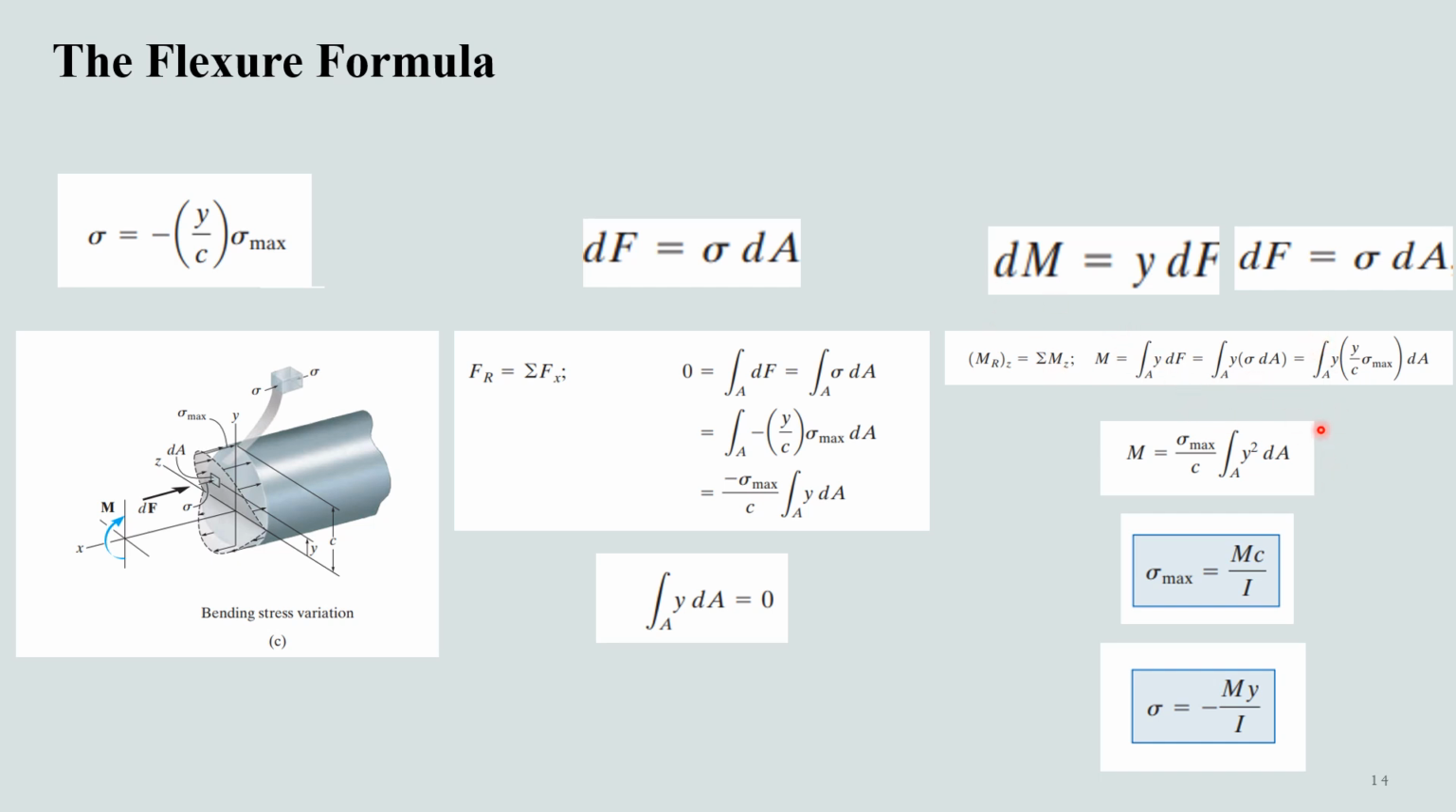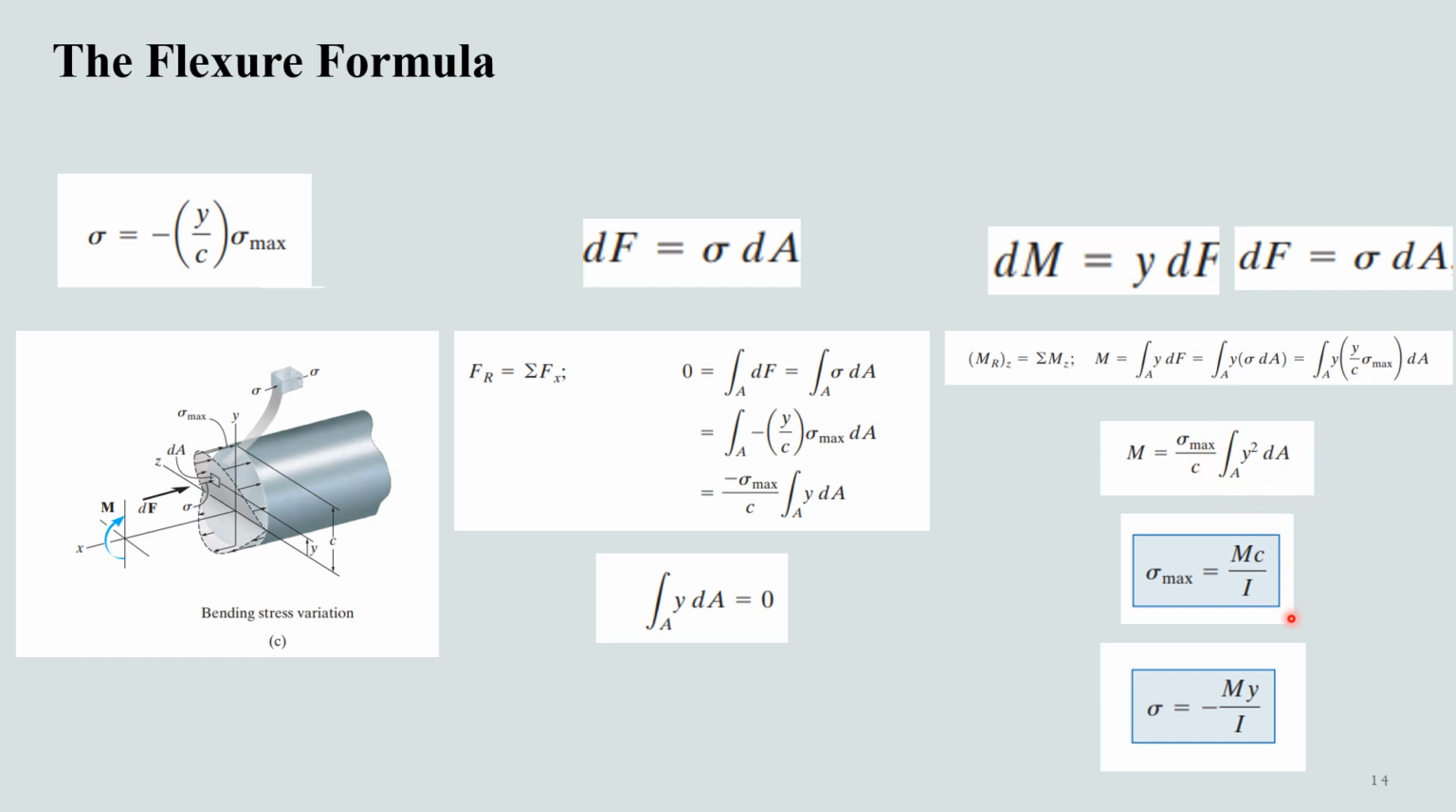Thus, if we take the integral again, we come to this equation, which states that the ratio of the maximum stress sigma max to c, which I'll just call this variable c, is a constant. We are now left with this integral, which actually represents the second moment of area. And we know that the second moment of area about the neutral axis, or about the centroidal axis, is actually the moment of inertia.